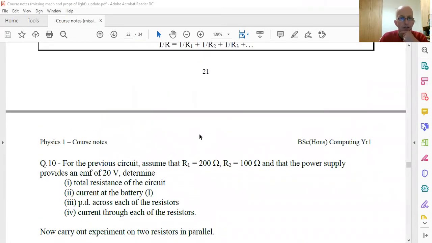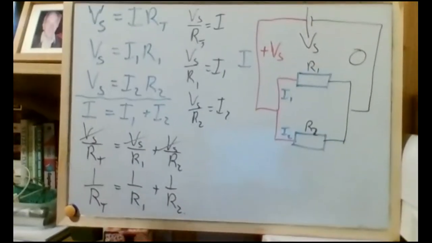And it's question 10. For the previous circuit, we're going to have two resistors in parallel. One's 200 ohms, the other's 100 ohms. And the power supply provides an EMF of 20 volts. Determine the total resistance of the circuit, the current of the battery, PD across each resistor, and the current through each of the resistors. Okay, it's quite a simple calculation, but we'll just work on it as I turn you around. I'll stop sharing now so we get a good image of the board.